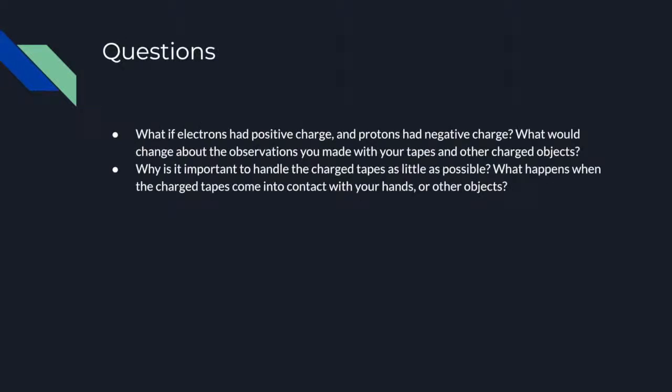Questions. What if electrons had positive charge and protons had negative charge? What would change about the observations you made with your tapes and other charged objects? Well, if electrons had positive charge and protons had negative charge, the entire system would act exactly the same as it had in this experiment. If the pen, instead of being negatively charged, suddenly became positively charged, and the positively charged tape suddenly became negatively charged, they would still be attracted to each other. And the same goes for my hand. My negatively charged hand would still attract the positively charged tape if the charges were flipped.